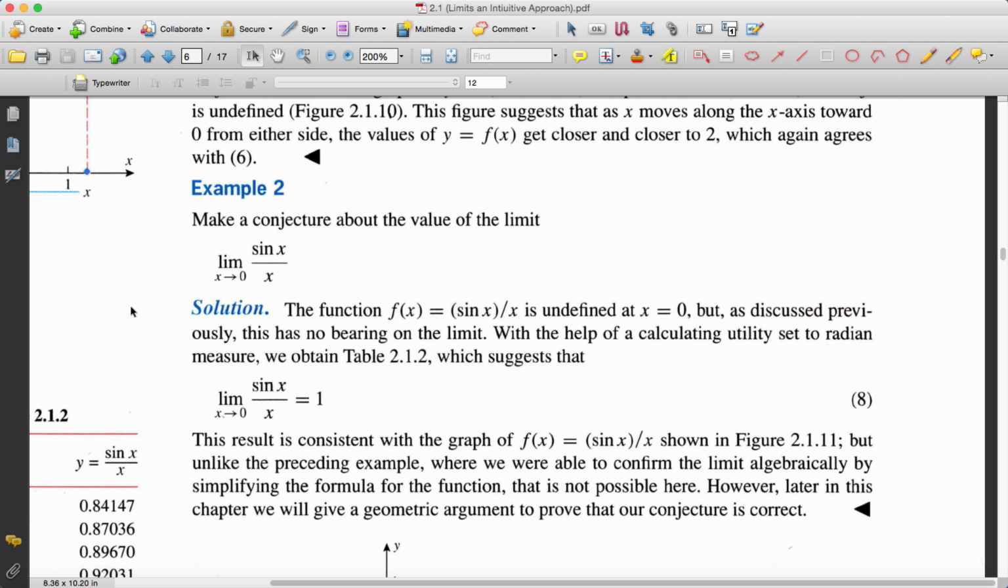Example 2, lesson 2.1. Let's make a conjecture about the value of the limit as x goes to 0 of the sine of x over x. But this time, let's make our conjecture graphically instead of numerically. Let me show you how you would do that.